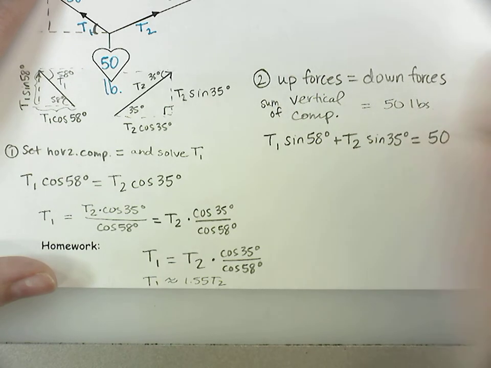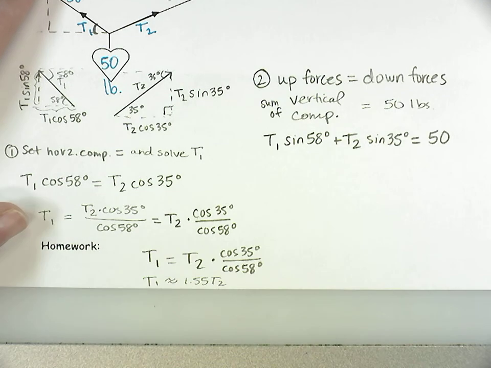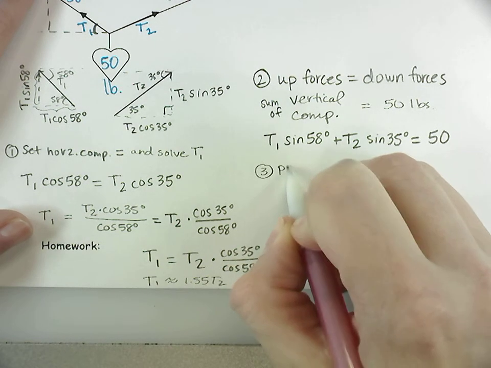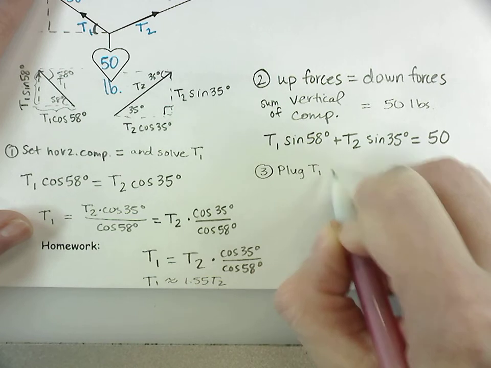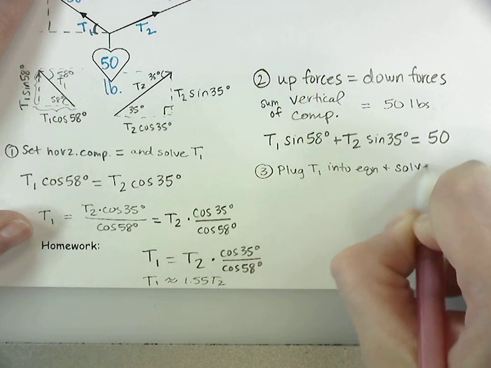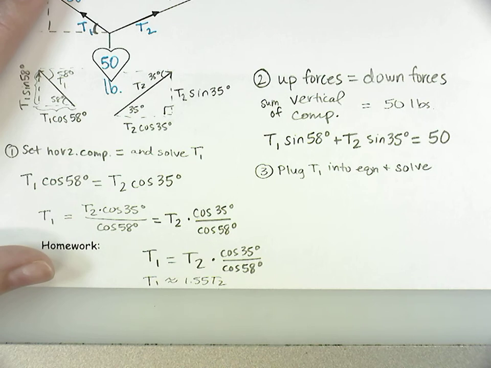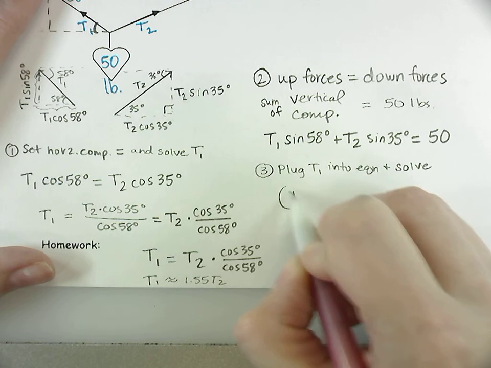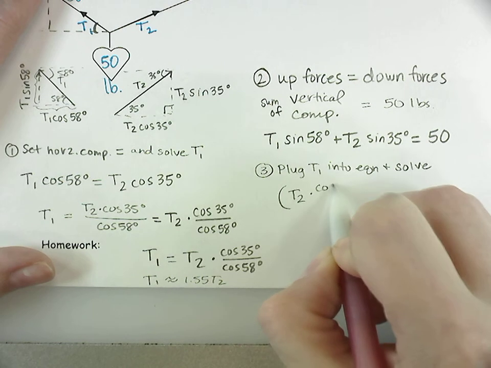So now that I have an equation for t sub 1, my step 3 is going to be to plug t sub 1 into the equation and solve. Okay, so if I plug in t sub 1, we said was equal to t sub 2 times the cosine of 35 degrees over the cosine of 58 degrees.